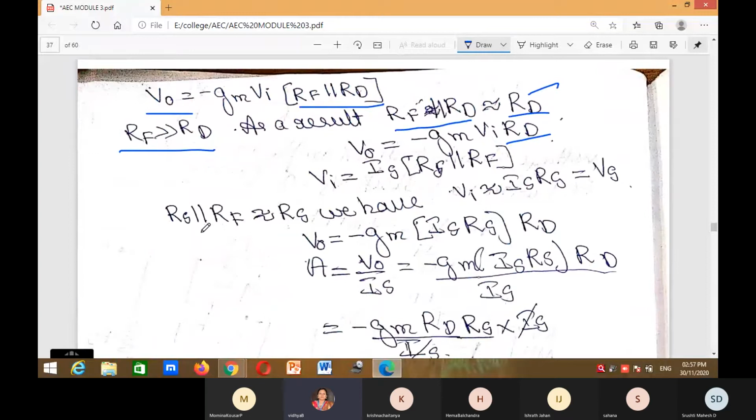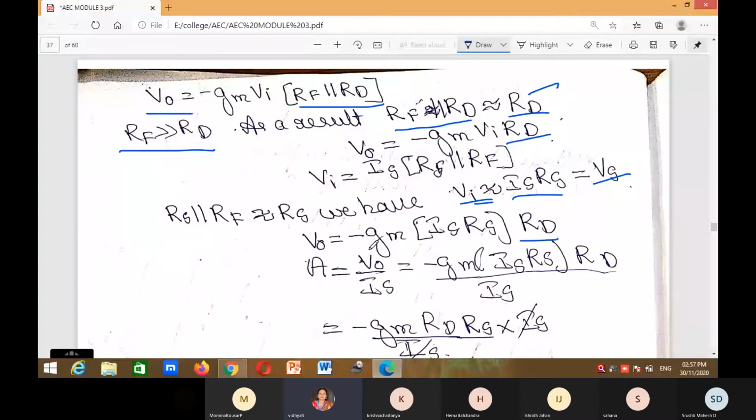But if Rs parallel with Rf is equal to Rs, then what happens? Vi equals Is into Rs, that is equal to Vs. V0 is equal to minus gm into Vi. Vi, what can we substitute? Vs. So we have substituted here, instead of Vi we have substituted Is into Rs, and instead of Rf parallel Rd we have substituted Rd.